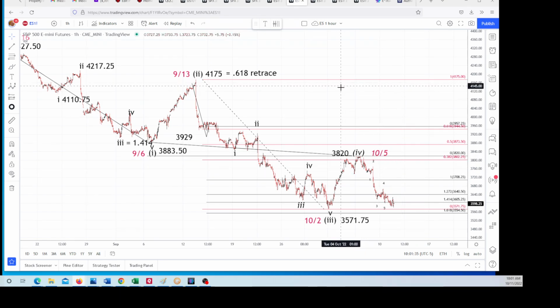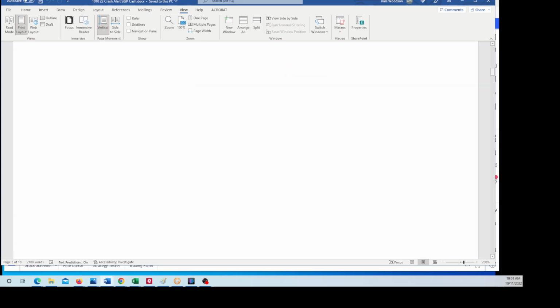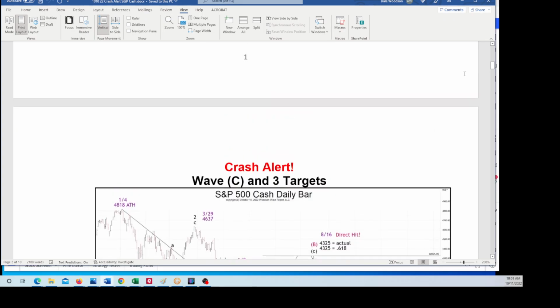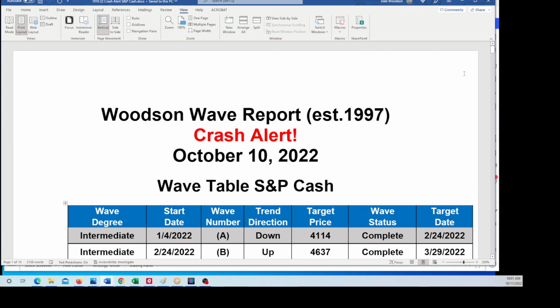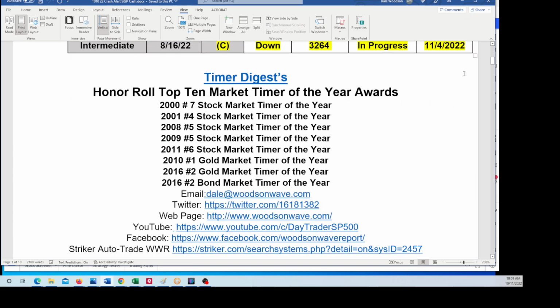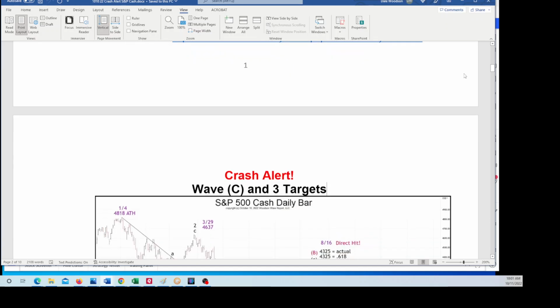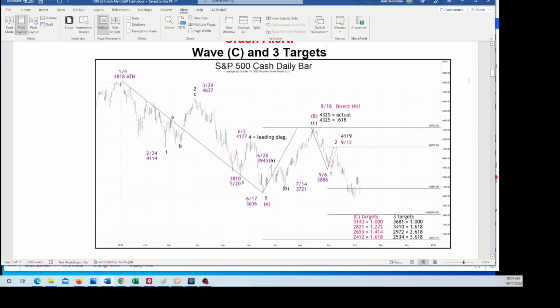So that's what we're looking at there on an hourly chart. I want to show you guys a couple of interesting things. Let's get into our crash alert that we sent out to our subscribers on the 10th. That was yesterday. And I believe this one is the cash. Okay, here we have the chart on the cash. Again, this is at least 2 degrees of trend. It's a little review, but there's the C targets and the wave 3 targets.